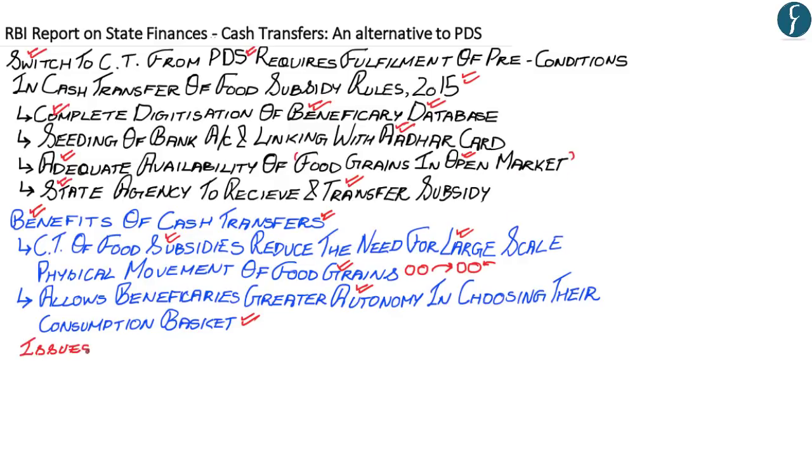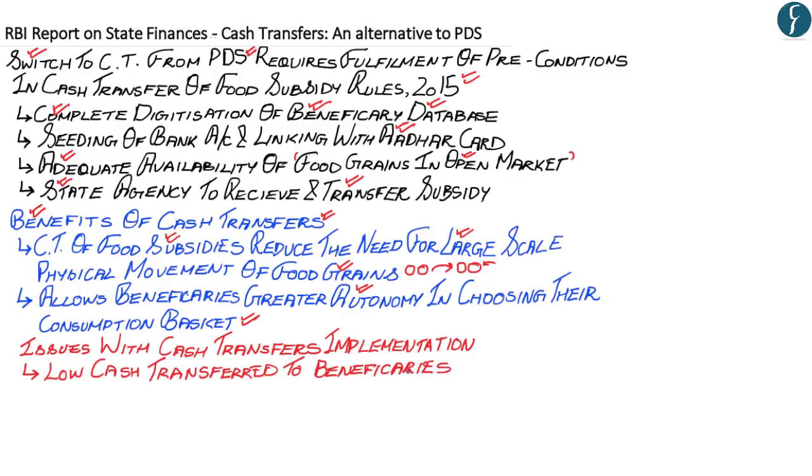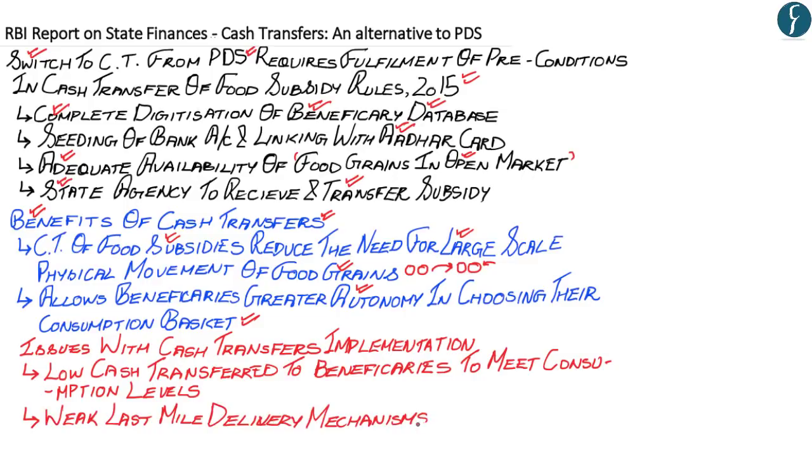Now let us understand the various issues highlighted in the article and in the RBI report with regards to the implementation of cash transfers. Within the union territories which have implemented cash transfers, there have been issues wherein low cash has been transferred to the beneficiaries, because of which the beneficiaries have not been able to meet their required consumption levels. The second issue highlighted in the report is that there has been weak last mile delivery mechanisms, wherein, let's say, the cash has been transferred to the beneficiary, but the facility to withdraw that cash from banks or ATMs is located very far from the residence of that beneficiary.